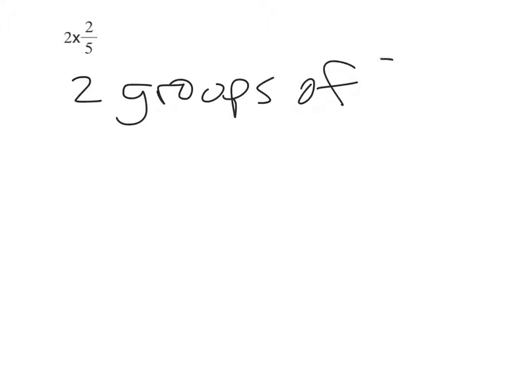Okay, so we're back to talk about multiplying whole numbers to fractions. This time our equation is 2 times 2/5. I know from the last video that 2 times 2/5 really means 2 groups of 2/5. So let's use a picture to help us visualize it.